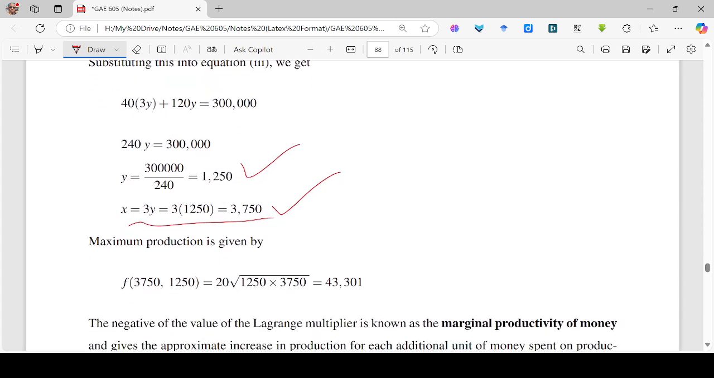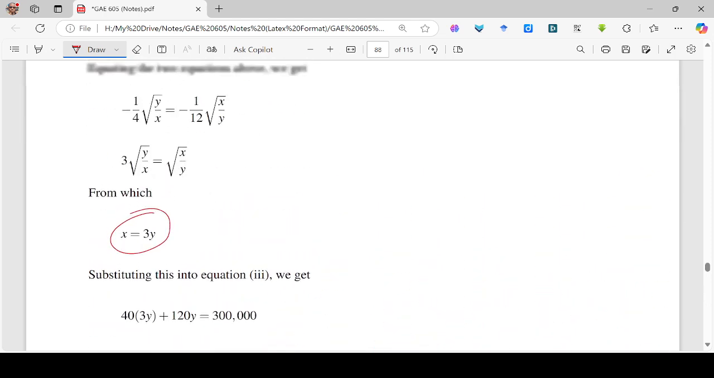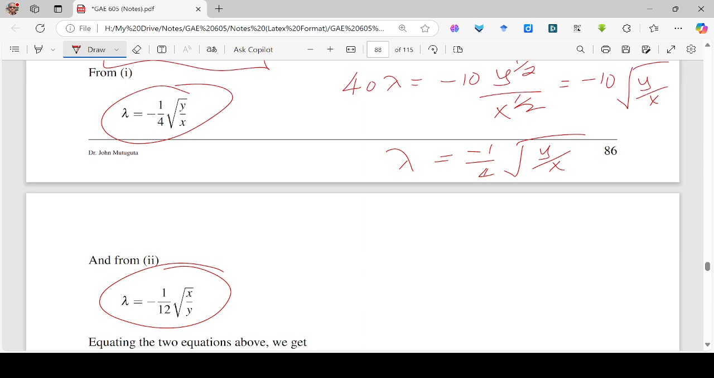So the maximum production will be given by, remember, our function f of x comma y was 20 times the square root of x times y. So we can find the optimal production or the maximum production by substituting x is 3750 and y is 1250 to get that.